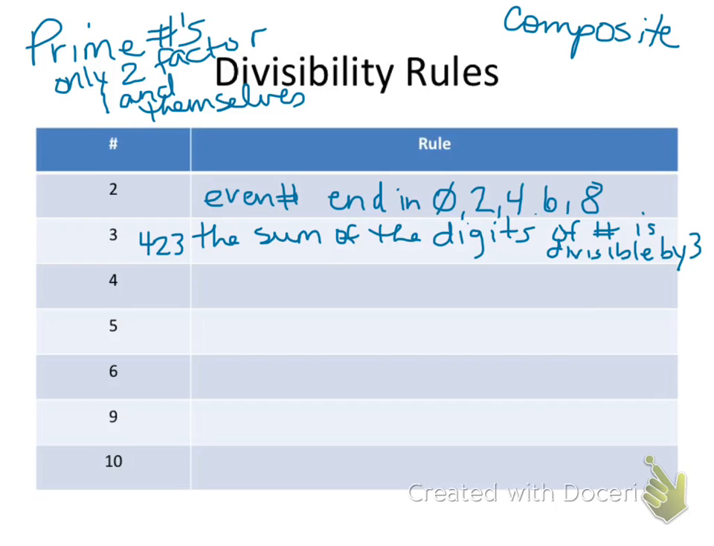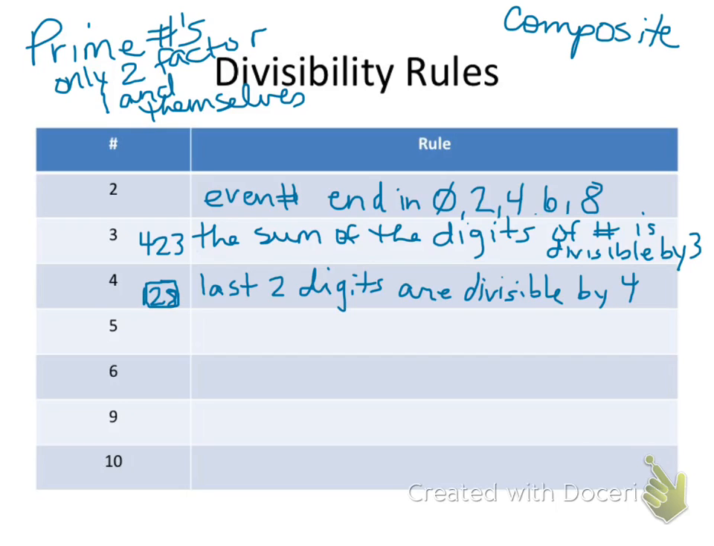For testing for the number 4, the rule is to look at the last 2 digits. Whatever makes up the last 2 digits, if it's divisible by 4, then the number is. So the number 128. Notice that this is going to help us with numbers greater than 100, like larger numbers. The last 2 digits are 28. 28 is divisible by 4. Therefore, 128 is also divisible by 4.